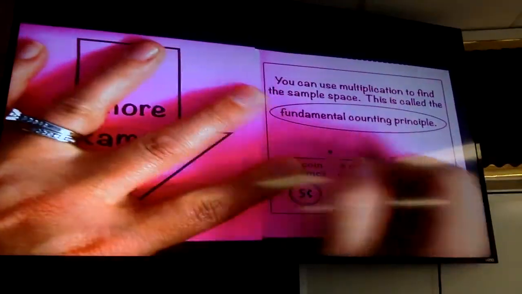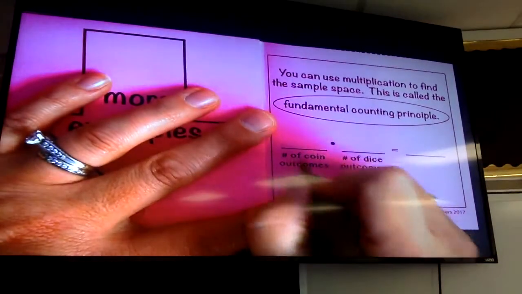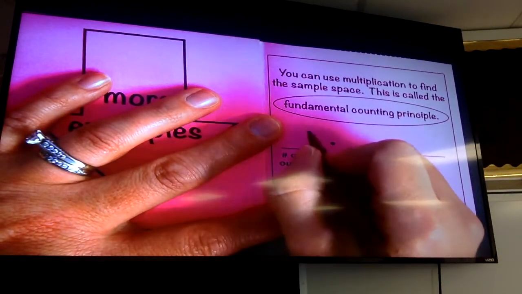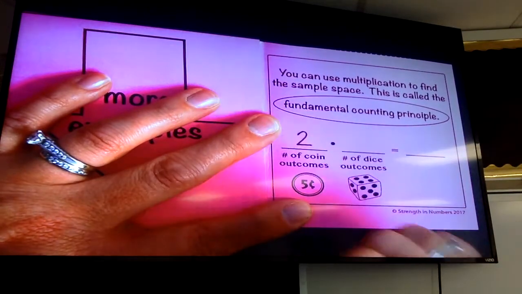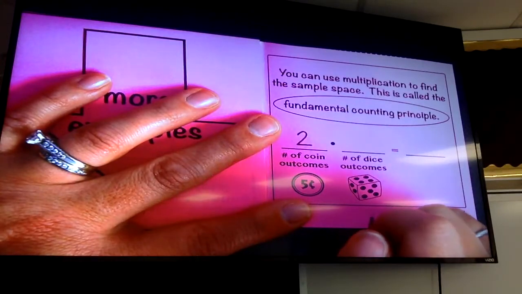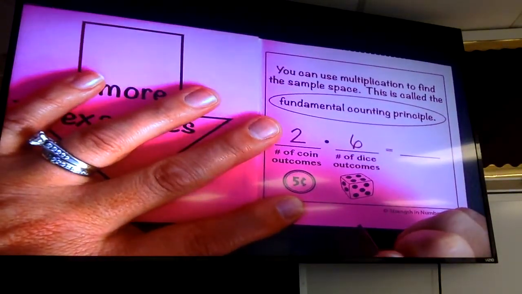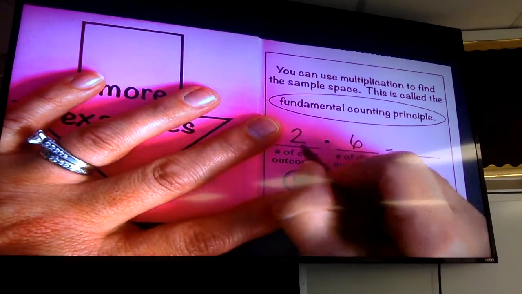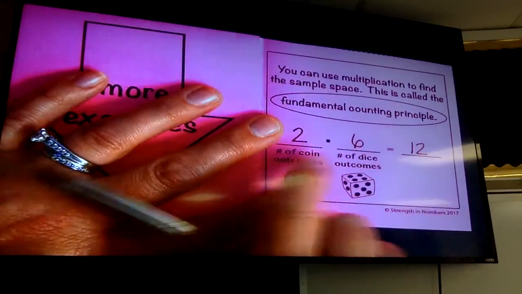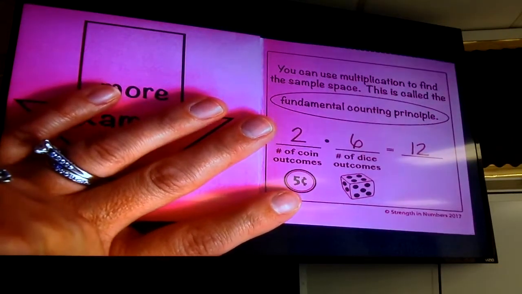And the fundamental counting principle is just simple multiplication. So I can say the number of outcomes when I flip a coin, there's 2, heads or tails, times the number of outcomes when I roll a die. That's 6: 1, 2, 3, 4, 5, or 6. I could roll any of those 6 numbers. 2 times 6 is 12. So using the fundamental counting principle, I can very quickly figure out the number of possible outcomes.